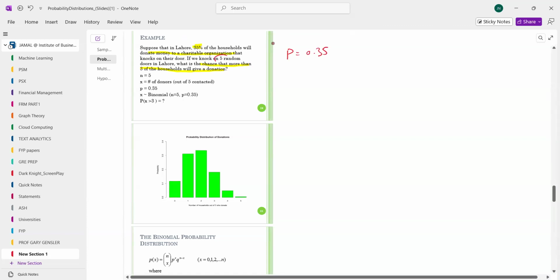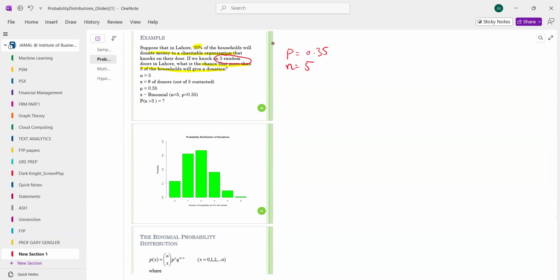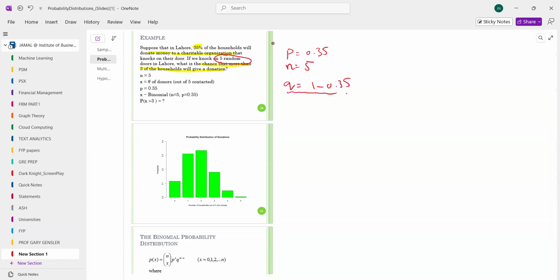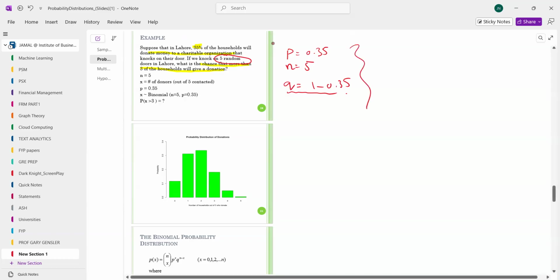And what is your N? So you're going five times. So your N is five. And what will be your Q? The Q will be 0.65. And how are you going to apply the binomial formula on this? What will be our x? What is the chance that more than three?